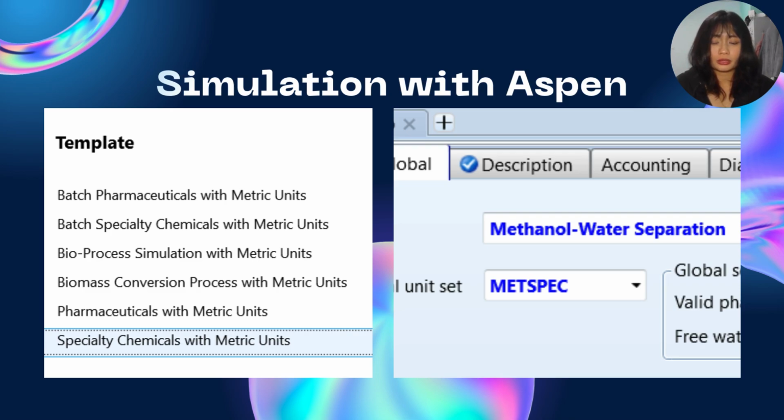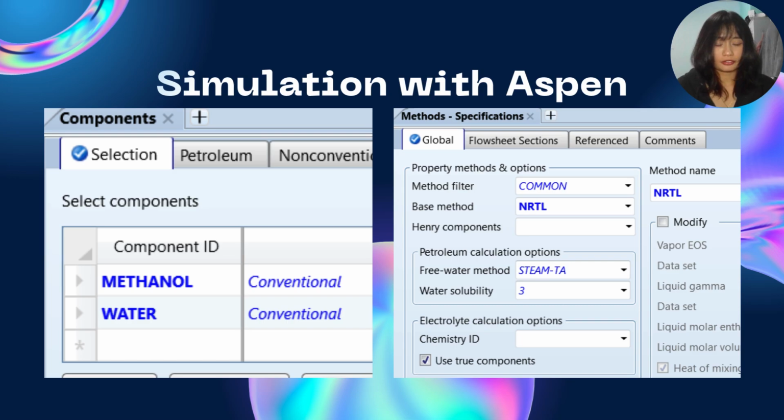So the first step is to choose the template, which is specialty chemical with metric unit. Then after that, we rename the file as methanol water separation. After that, we fill in the components, which are methanol and also water. And then we set the method filter to be common, and then the best method, DSA and NRTL.